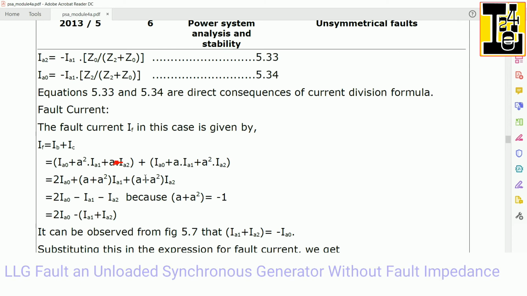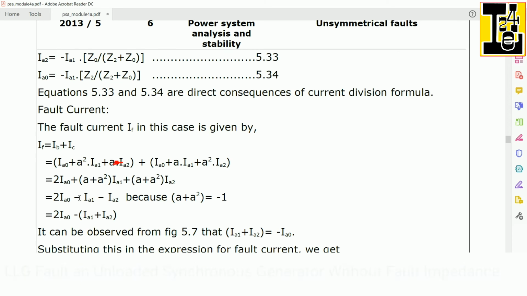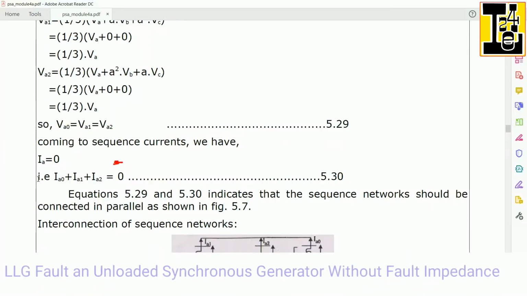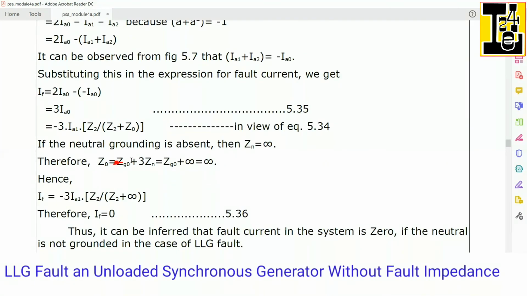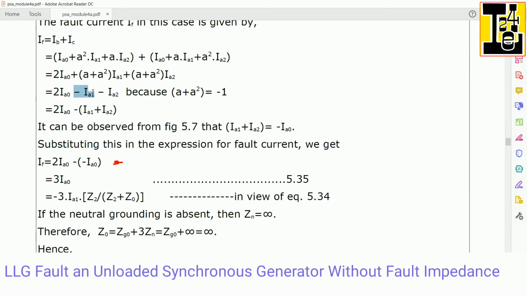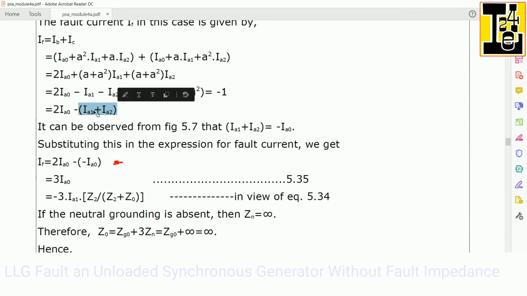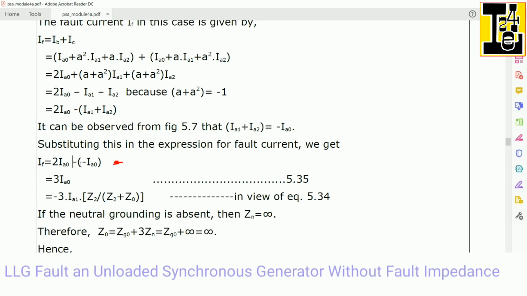We have a very important relation that IA0 plus IA1 plus IA2 is equal to 0. We are using this relation over here. As minus is common, taking minus outside, remaining inside is IA1 plus IA2. We know that IA1 plus IA2 is equal to minus IA0. So minus of minus will become plus IA0. So it will be 2 IA0 plus IA0, which becomes 3 IA0. Hence the expression for the fault current in LLG fault is IF is equal to 3 IA0.